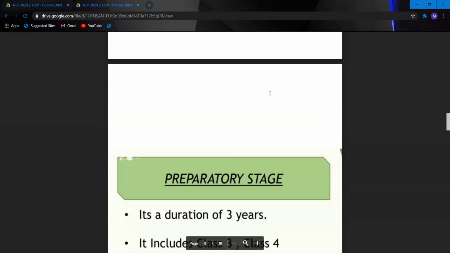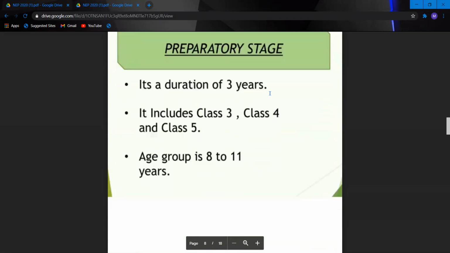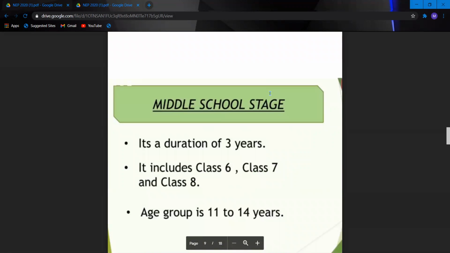Let us talk about the second stage, which is known as the preparatory stage. Its duration will be 3 years and it will include classes 3, 4 and 5. The age group of this stage will be 8 to 11 years. Now, when we talk about the middle school stage, its duration will be 3 years and it will include students of classes 6th, 7th and 8th. The age group under this stage will be 11 to 14 years.